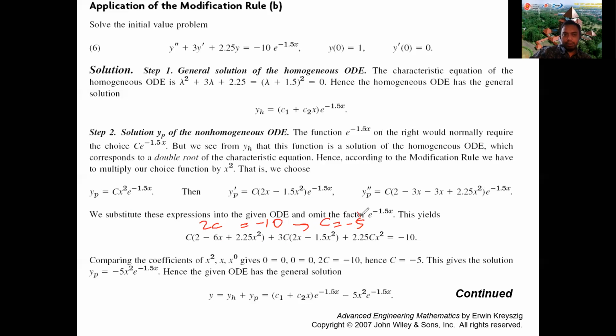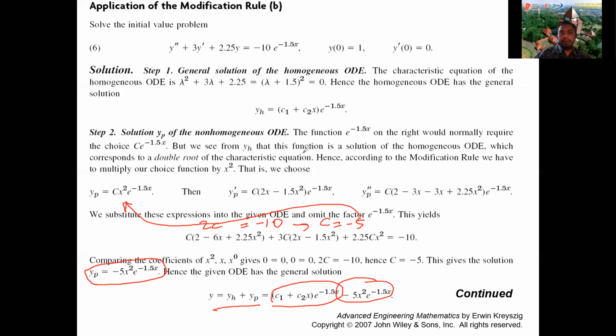So you just substitute this into here. You will have your yp is equal to minus 5x squared e to the power minus 1.5x. So your general solution is y equal to yh plus yp, this is yh, and this is yp. Okay, so that's how you use the method of undetermined coefficients.